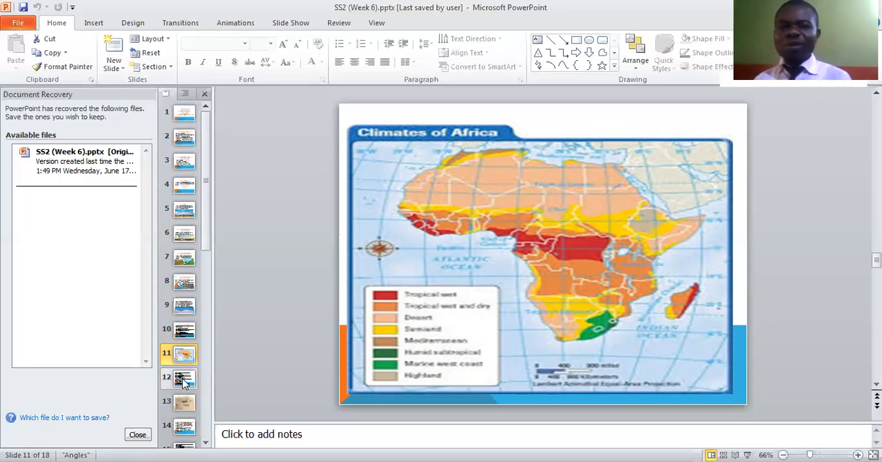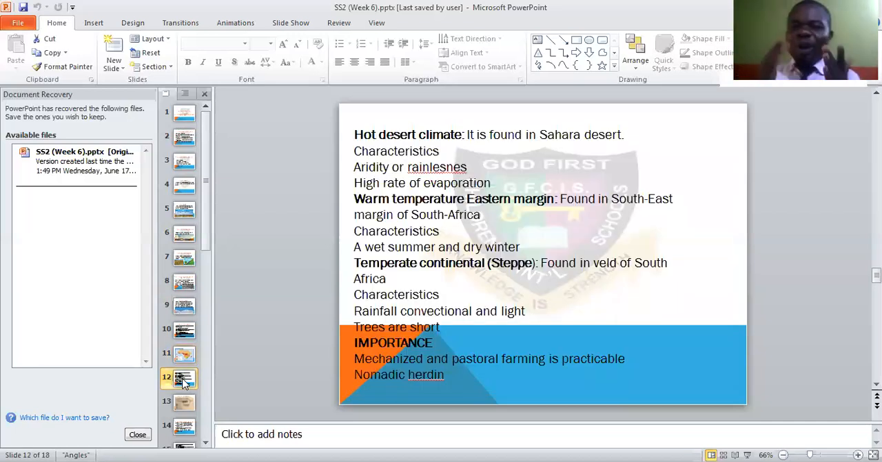Then we also need to look at the hot desert climates, another type of climate. I have seen the equatorial and Mediterranean. This one is found in the Sahara Desert. From the word desert, aridity or rainlessness, because a desert is an arid region, a dry place with a high rate of evaporation.